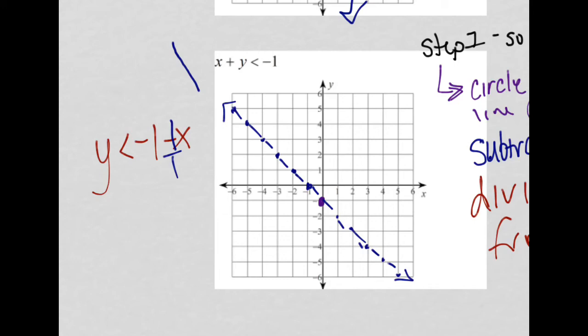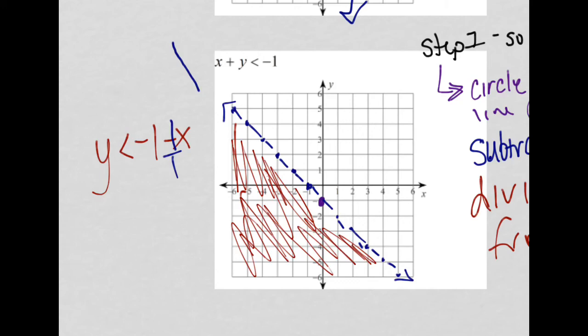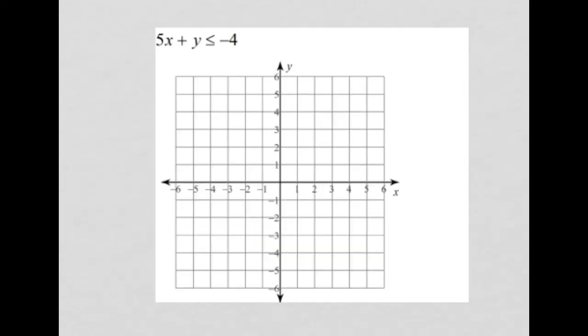Now that I have that, it's time to determine my shading. Do I shade up here or do I shade down here? It reads y is less than. So if I go to my y-intercept, my less than numbers are always going to be below. So I shade below. And I'm done.